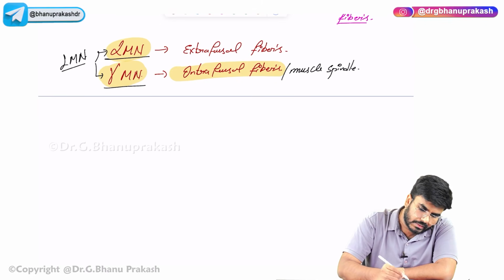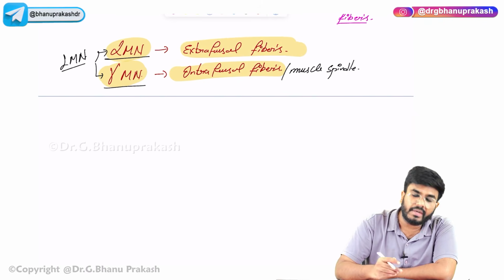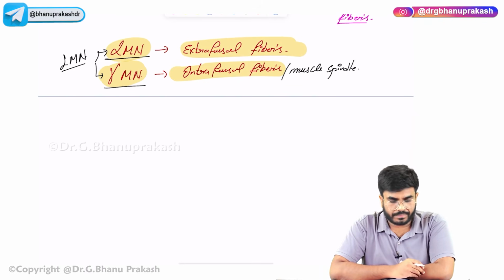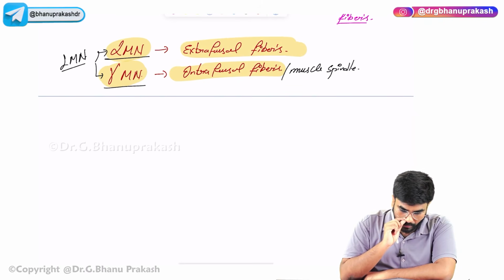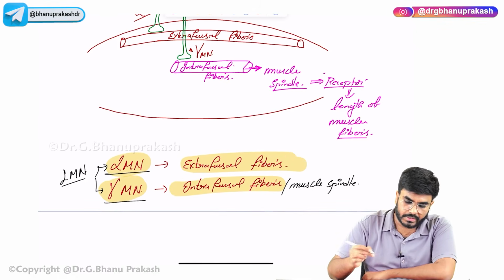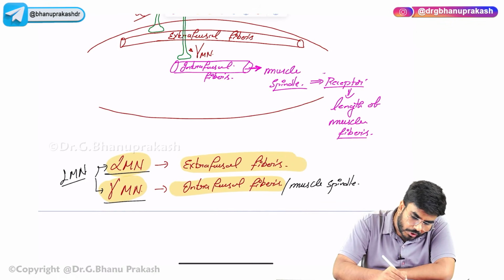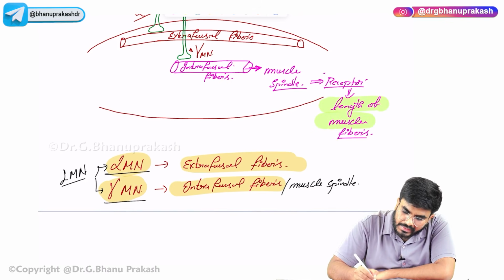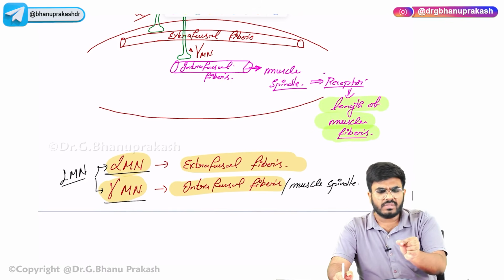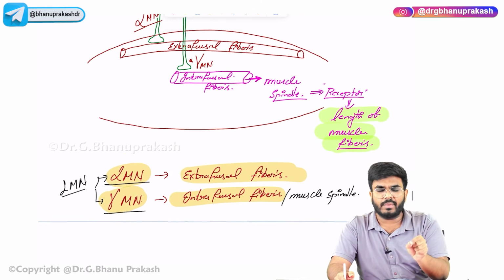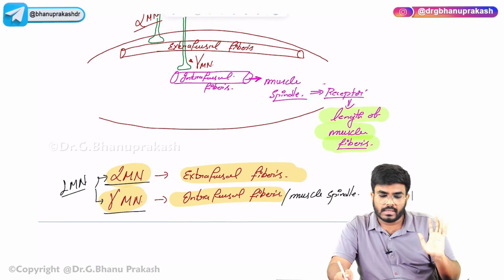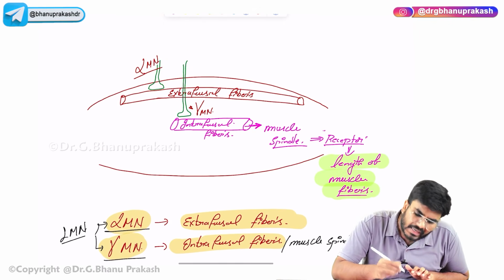Okay, and the alpha motor neurons are going to innervate the extrafusal fibers. Now what I want you to know here is, this muscle spindle, I have told you, it's a receptor. It detects the length of the muscle fiber. Of course it is contracting. These intrafusal fibers are contracting, the muscle spindle is contracting, but it is a receptor, right?